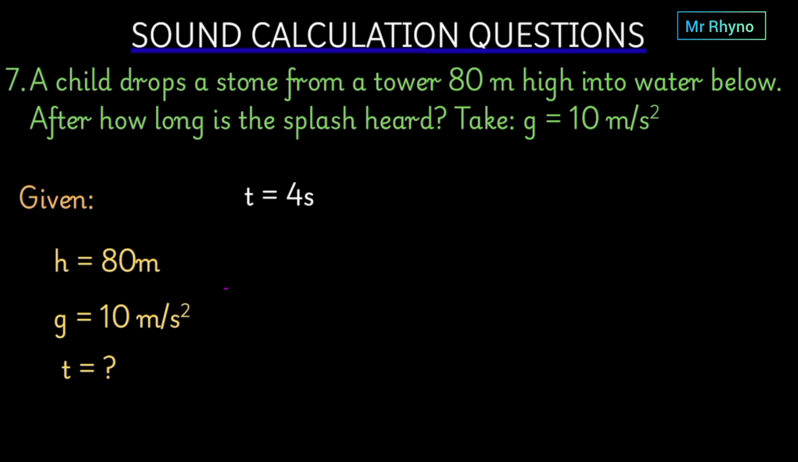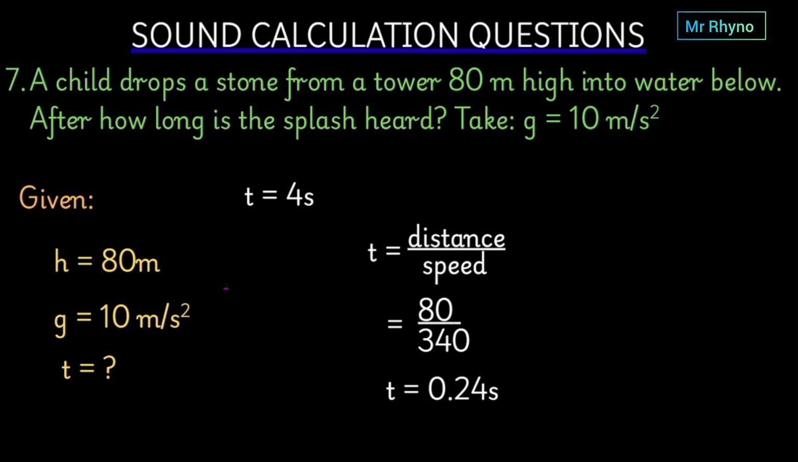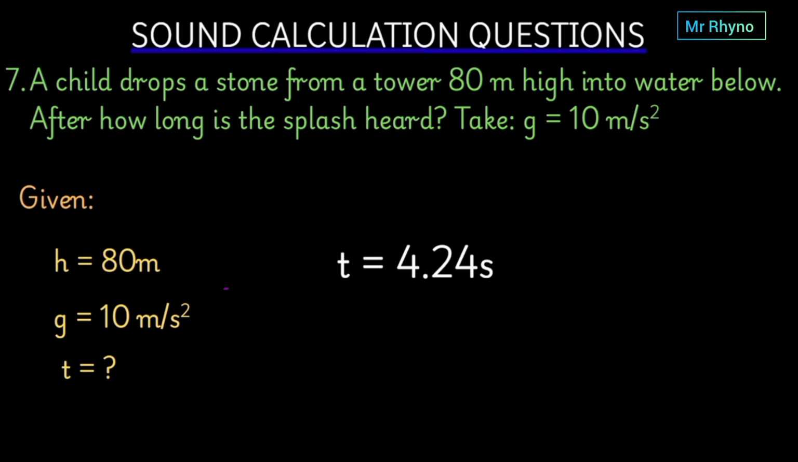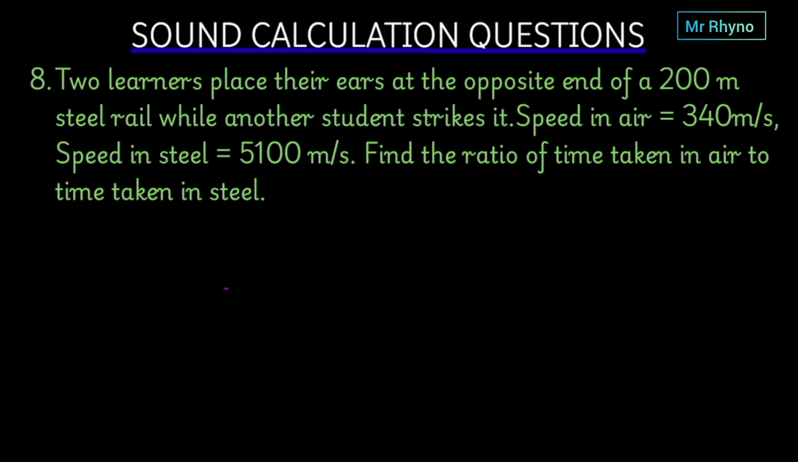Next, we get the time taken for the splash to be heard. That is distance over speed. Our distance is actually 80 meters. Then the speed of sound in air is 340. 80 divided by 340 gives us 0.24 seconds. To get the total time, we add these two values and we get the time for the splash to be heard as 4.24 seconds.